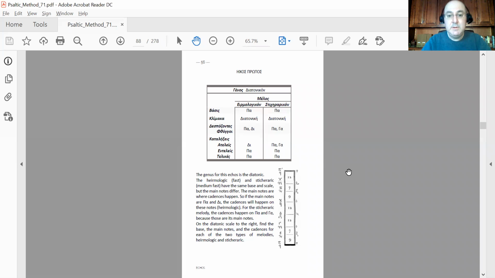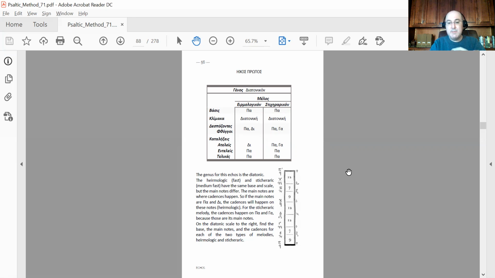Lesson 49, page 56. And today, for the first time, we are embarking on a new chapter of this book called the Hijos Protos, or the Ihi. And this time we're going to concern ourselves with the first mode, Hijos Protos, mode or tone first.